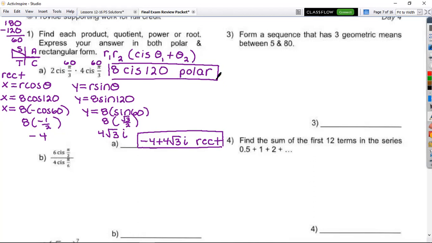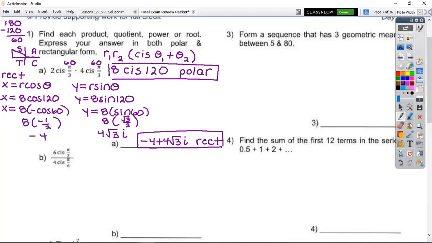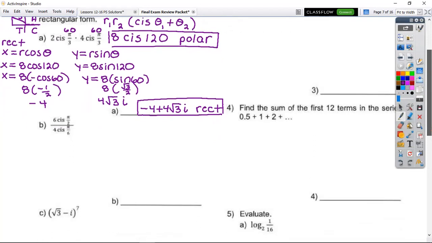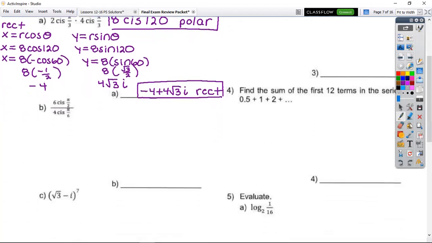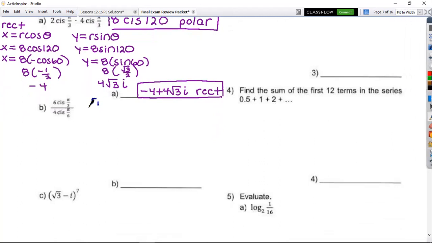Okay. Let's do a bunch more of those to kind of get that concept back in your head again. So the difference between A and B is now division. So instead of multiplying the radii, you are going to divide them. So the rule is R1 divided by R2, and then thetas, those are going to get subtracted. So I'm going to go theta 1 minus theta 2.